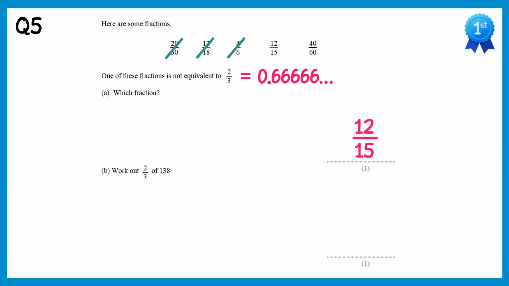For part B of this question, we're going to divide by the bottom number and times by the top number. So we'll do 138 divided by 3, which gives you 46, and then take that 46 and multiply it by 2, which gets you 92.